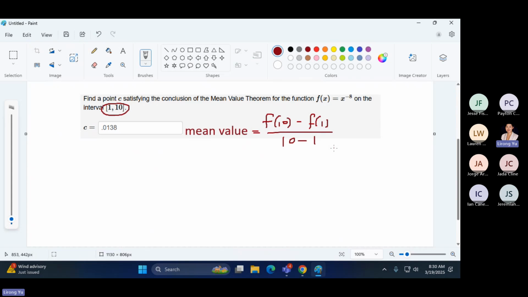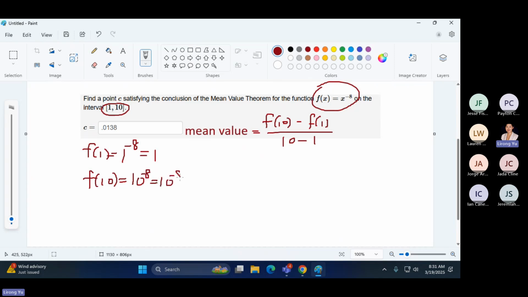So the mean value is a slope calculation. We subtract the x values in the denominator and the y values in the numerator, but the y value is not given, so we have to calculate it. So f of 1 is equal to 1 to the negative 8 power, which is actually equal to 1, and f of 10, like you said, is going to be 10 to the negative 8 power. It's really a small number.